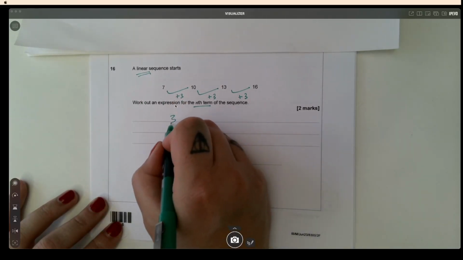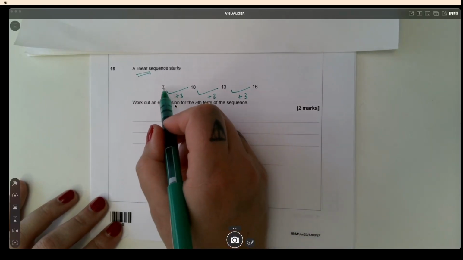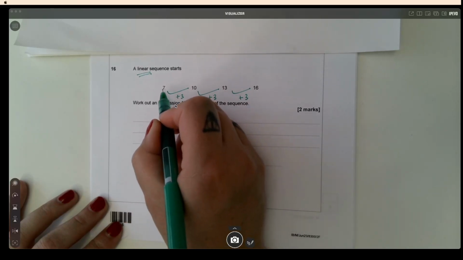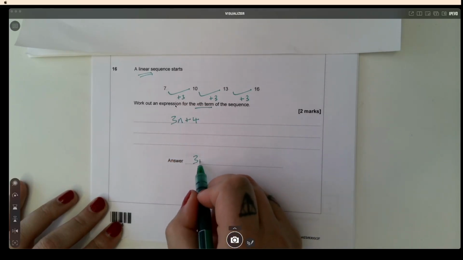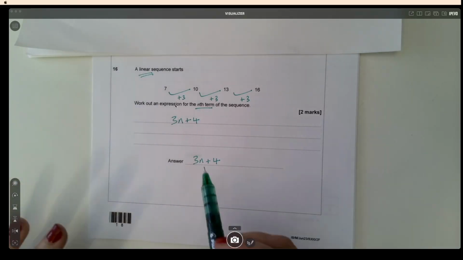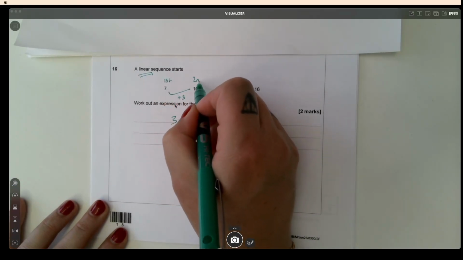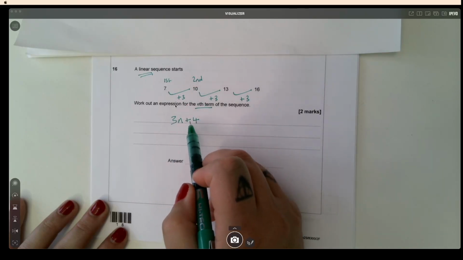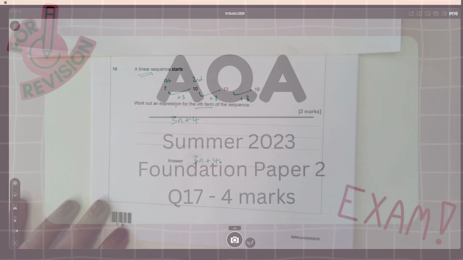This tells us that it's a linear sequence like it says in the question. So we're going to start by writing 3n. And then we're going to compare this 3 to the first number in the sequence. What do we do to get from 3 to that first number 7? Well, we need to add 4. So our nth term is 3n plus 4. You can double check your answer. If we're to find the second term, 3 times 2 is 6, plus the 4 is 10. So we've double checked that our nth term rule is correct.